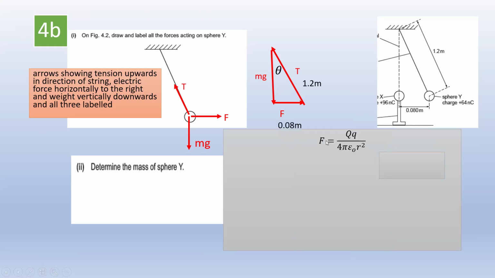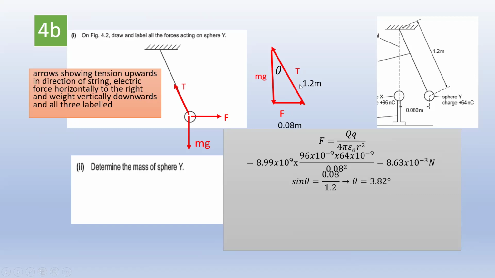So that's the formula that we are using. Put in your 1 over 4 pi epsilon naught. That one is 9, in SI units. The other one is 64. And then the distance is that. So we can calculate our F.